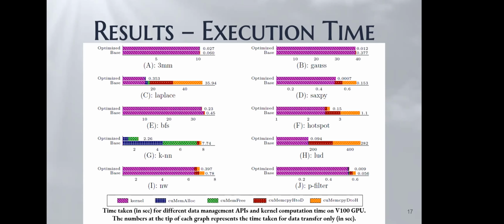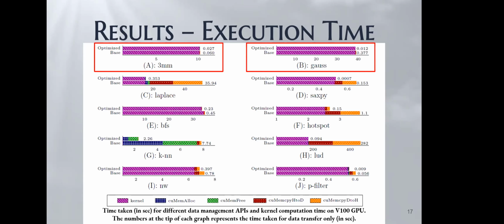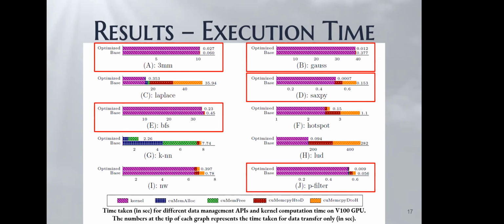This is expected as we did not change anything in the kernel code, but data transfer time reduces in all of the cases. The numbers at the tip of each graph represent the time taken for data transfer only, in seconds. Okay, we did not get much gain in applications like matrix multiplication, Gaussian elimination, SAXPY, BFS, or even particle filter. But we also did not lose anything performance-wise.